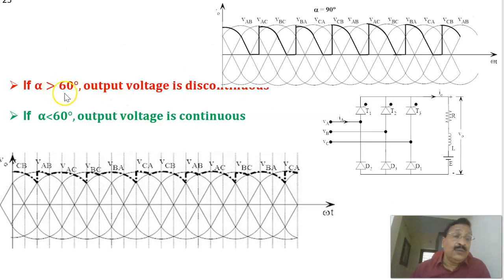As we have seen, if alpha is less than 60, the output voltage is continuous. We already saw here for 30 degree, this is the output voltage. If alpha is more than 60, there will be discontinuity in the output voltage. Of course, here you can see that the output voltage has a discontinuity, but here it is continuous. If alpha is less than 60, it's continuous. If alpha is more than 60, the firing angle of this thyristor is more than 60, there will be a discontinuity during which the output voltage equals 0 for certain durations.